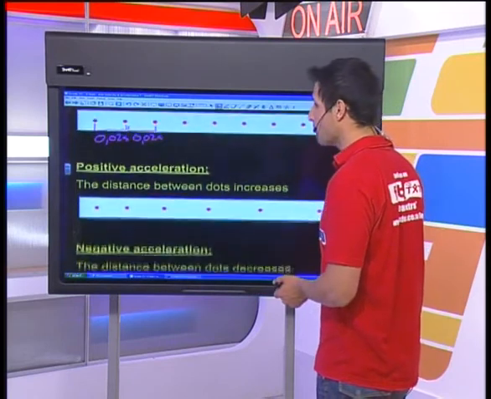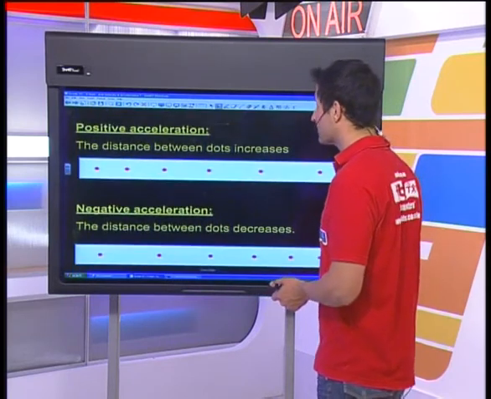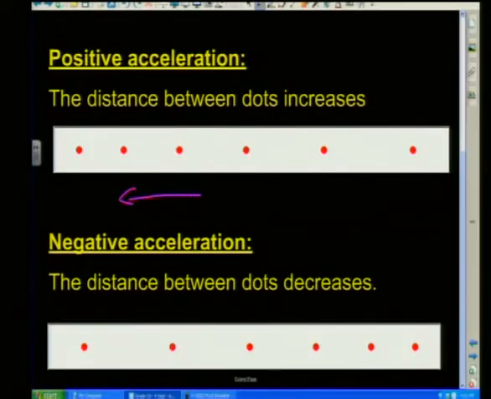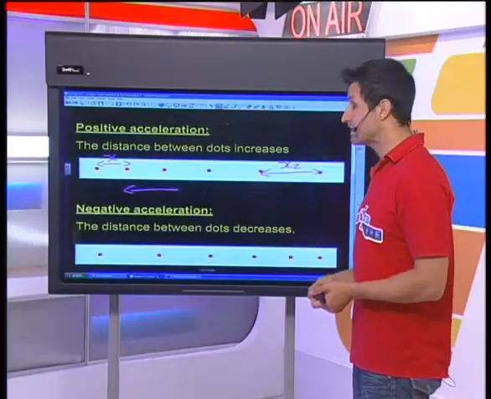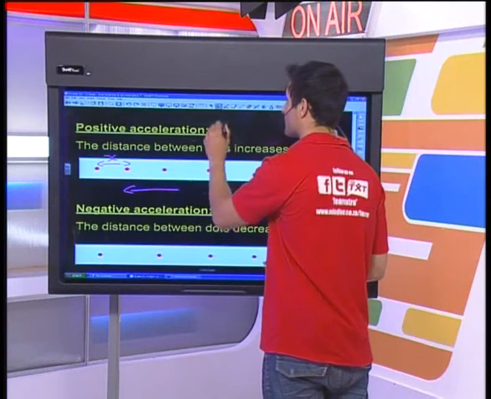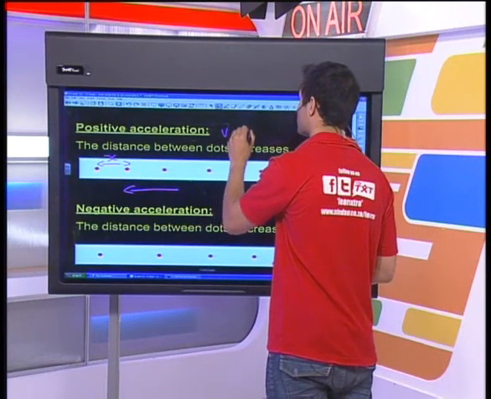Now, positive acceleration. The distance between these dots is increasing. I've just got to remember that my tape is being dragged over there. If I've got my first displacement over there, I can see that it's a relatively small displacement. However, if I take a look further down the tape, I can see that this displacement is much, much larger, but it took the same amount of time. That means that my velocity was increasing. So positive acceleration means that velocity is increasing.